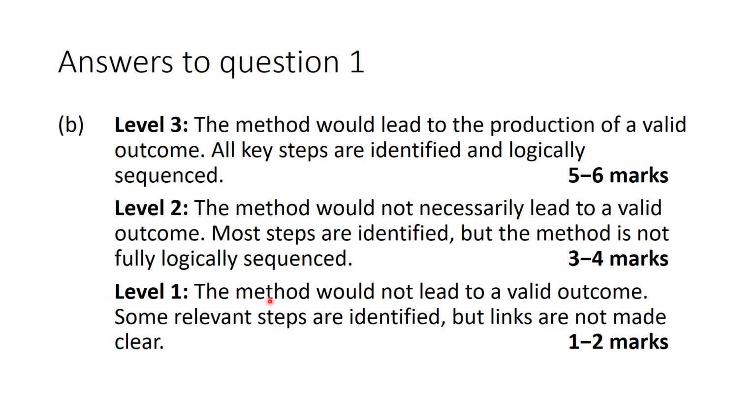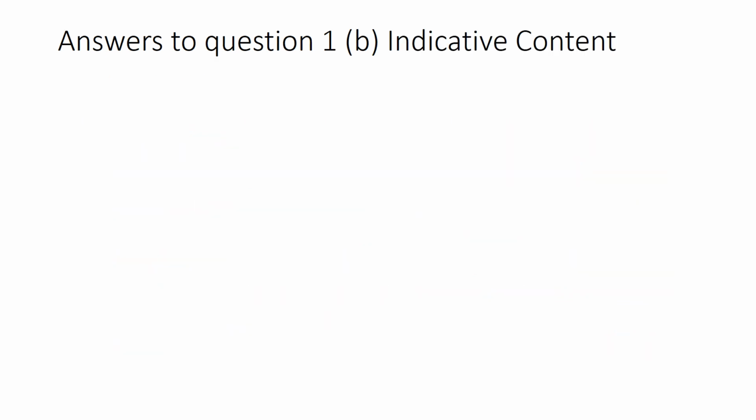Level 1, the method would not lead to a valid outcome. Some relevant steps are identified, but links are not made clear. 1 to 2 marks. All 6-mark questions are marked in exactly the same way. Let's take a look at some indicative content then.